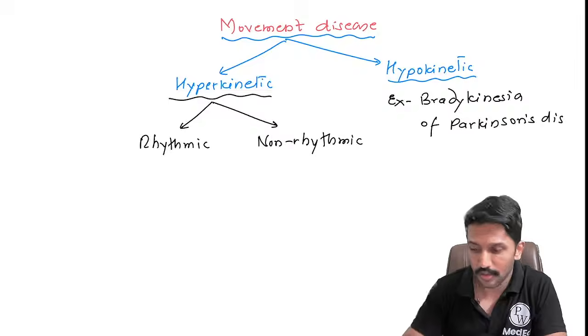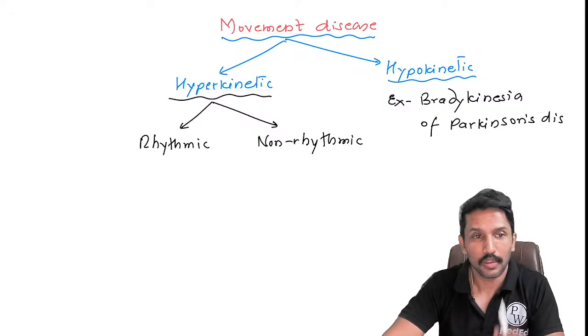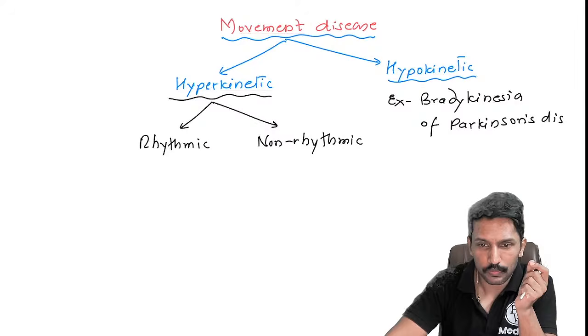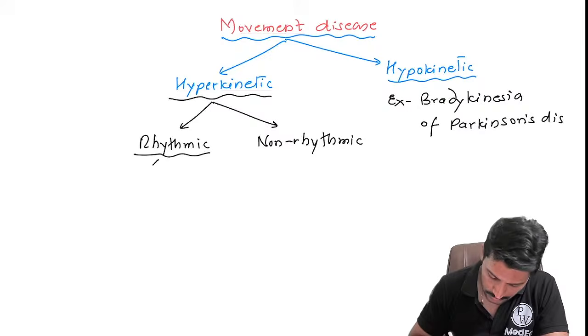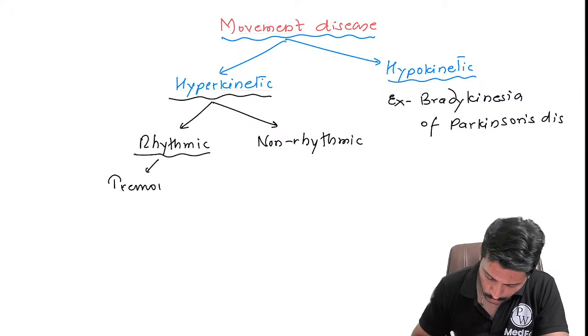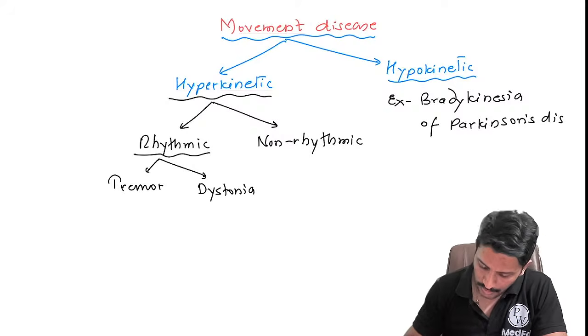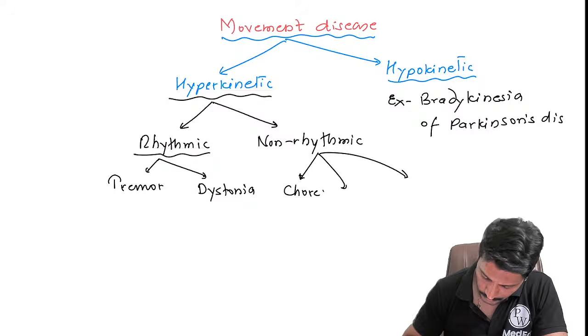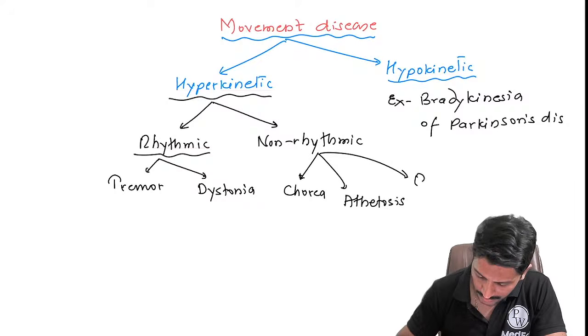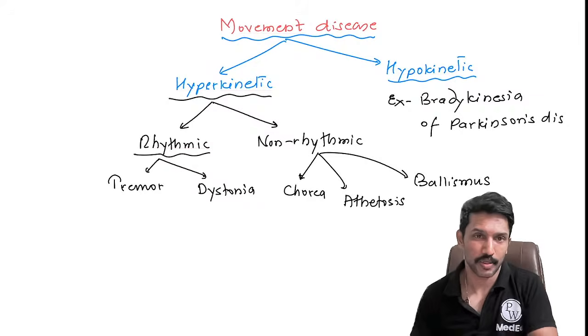Now remember, for rhythmic, we should be thinking about mainly two. What are those? The first one is tremor and the second one is dystonia. Tremors and dystonia are rhythmic movement disorders. And for non-rhythmic, you should think of three. The first one is chorea. Second one is athetosis. And the third one is ballismus. These are your non-rhythmic movement disorders.